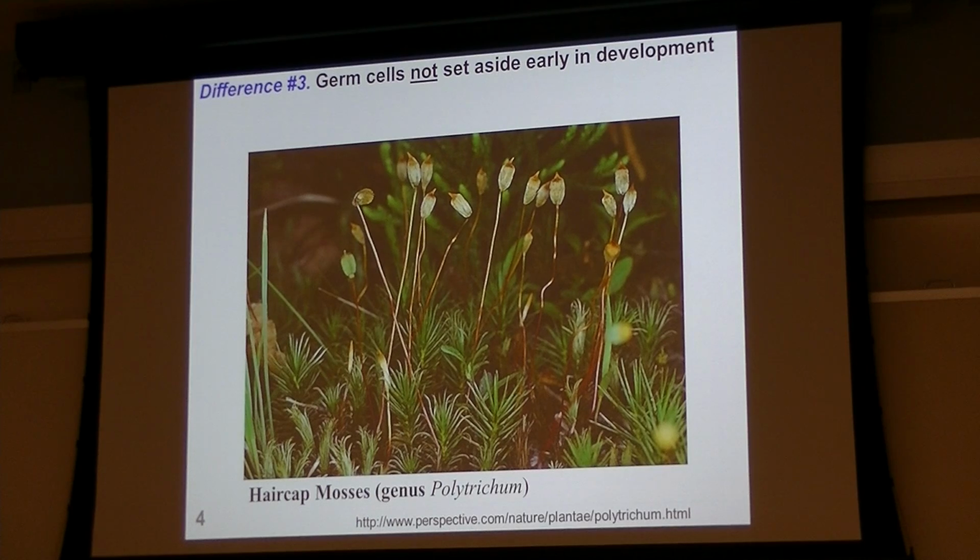At least for some of the animals, like C. elegans and Drosophila, we said that they have set aside certain cells very early in development to become the germ cells, sperm and egg. Plants are different because they do not do this. They wait until they have an adult structure, and then some of those cells at that point will be specified to become sperm and egg.